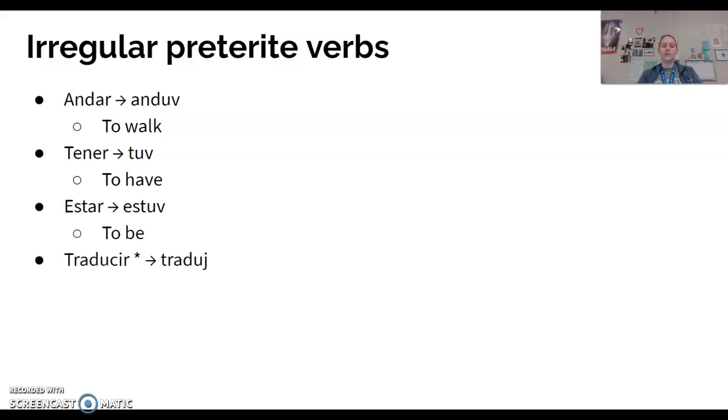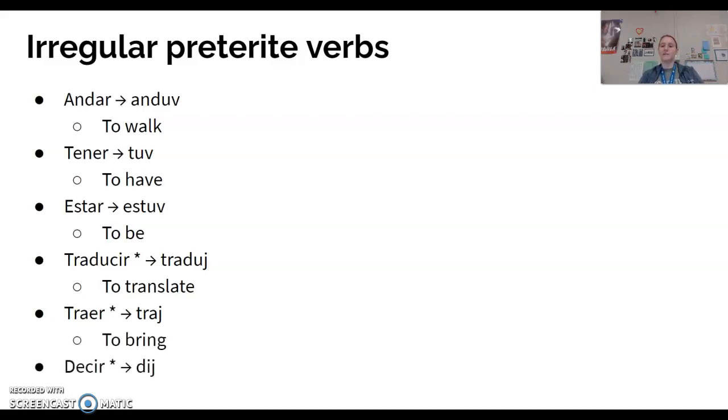Then we have traducir, and it becomes traduj, and there's a star by that, and I'm going to get to what that means. There's three of them that have stars, and we're going to talk about what those mean. And traducir means to translate. Traer becomes traj with a J at the end, and again with a star, and that's to bring. And decir becomes dij, and then has the J and the star. All of these J ones are going to do something else, because they're like extra irregular, because being irregular is just not enough for these three. Okay? And decir, to say or to tell.